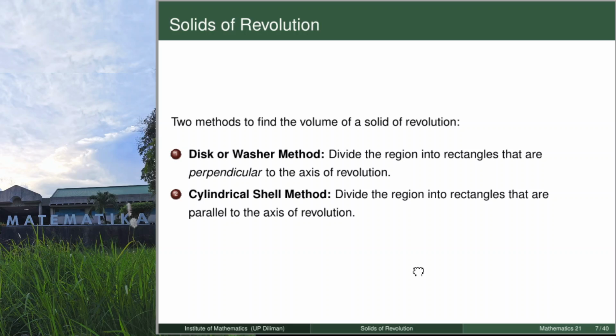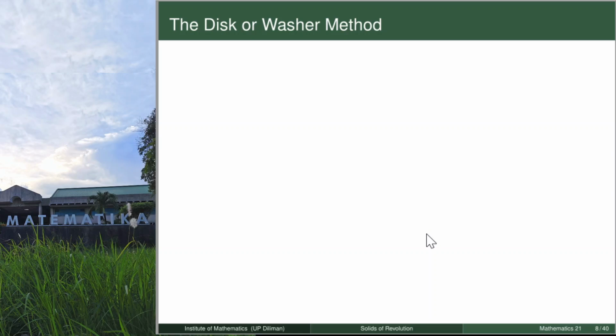For this video, we will only talk about the disk or washer method. If you are interested to learn about the cylindrical shell method, then you may read about it in the Math 21 module. So, let us now discuss the disk or washer method.